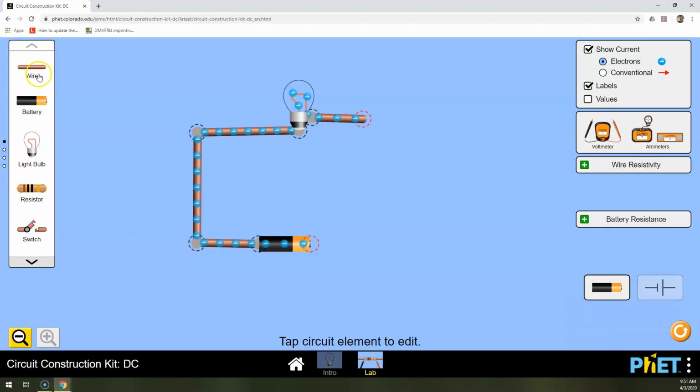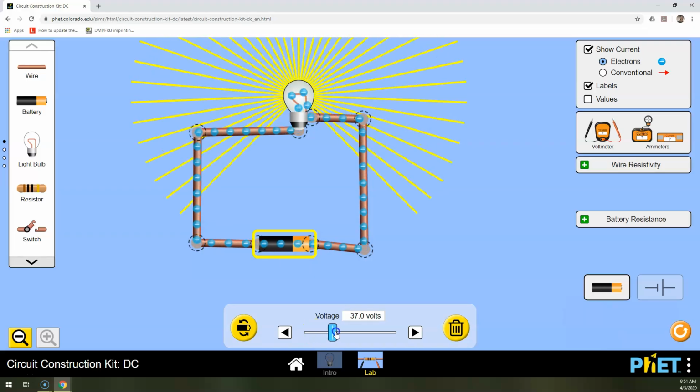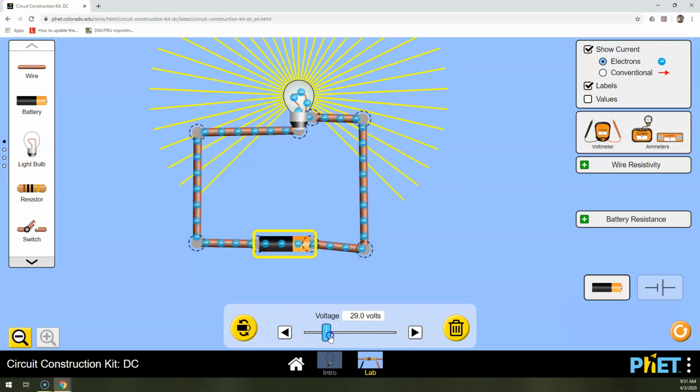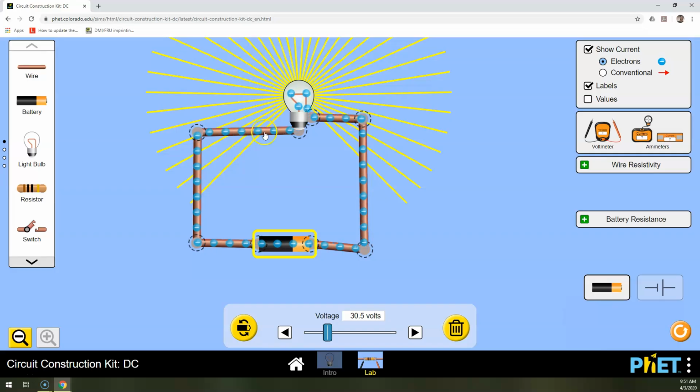And so if a light bulb has a lot of power, it's probably going to be brighter. So the brightness of the light bulb relates to the power. You will notice that when I turn the voltage up, the current goes up and the brightness goes up.